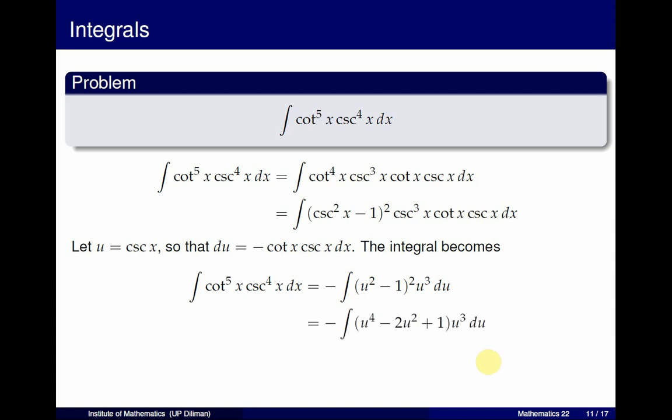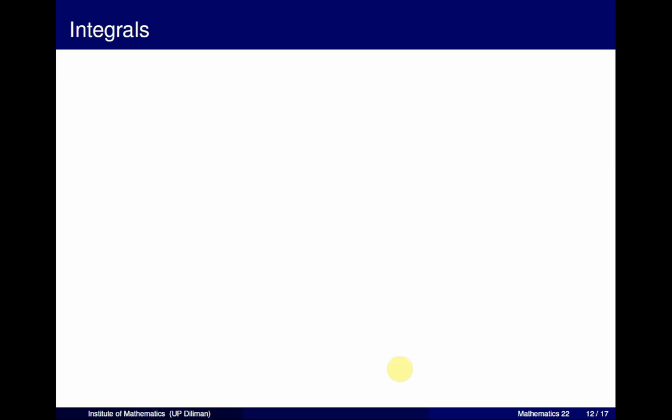So let's expand. U squared minus 1 squared is just u to the fourth minus 2u squared plus 1. And this is just a polynomial again. So let's distribute the u cube over the terms. So we will get negative of integral of u to the 7th minus 2u to the 5th plus u cube du. And we can readily integrate this now.